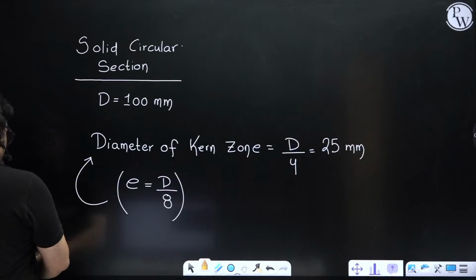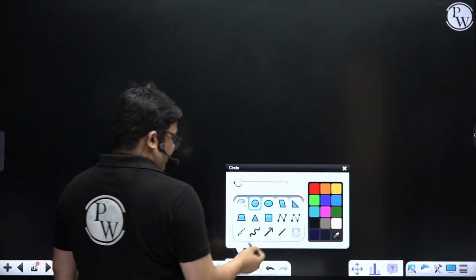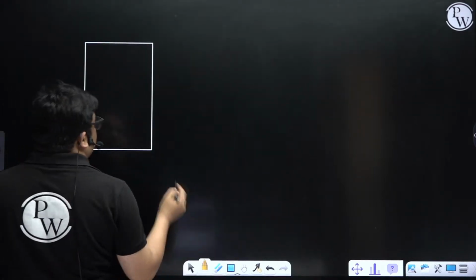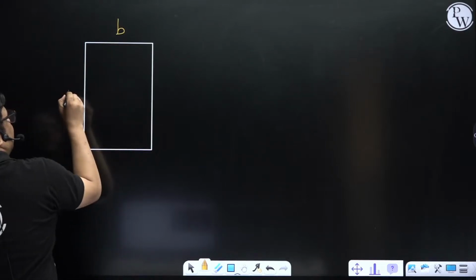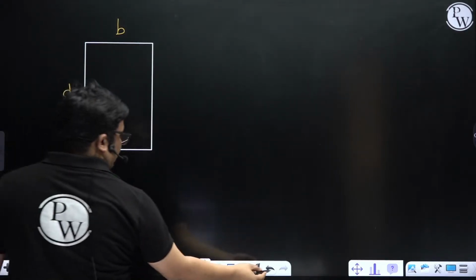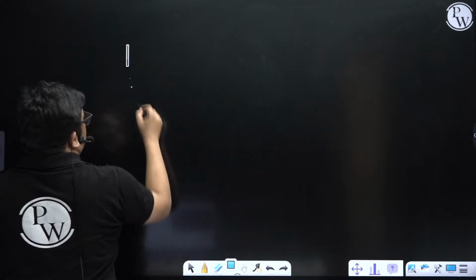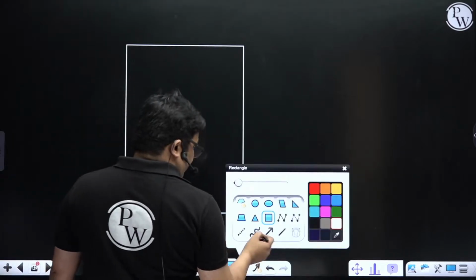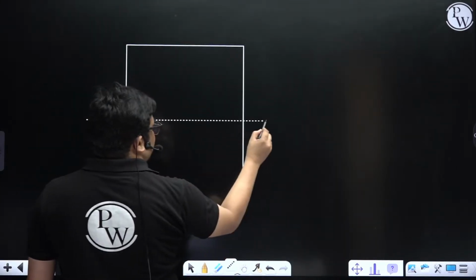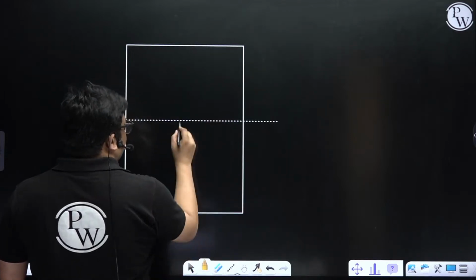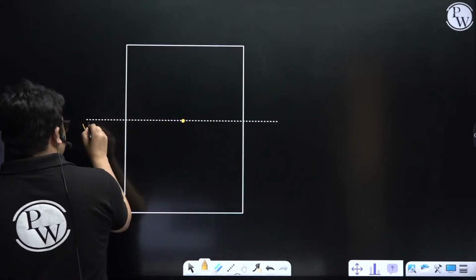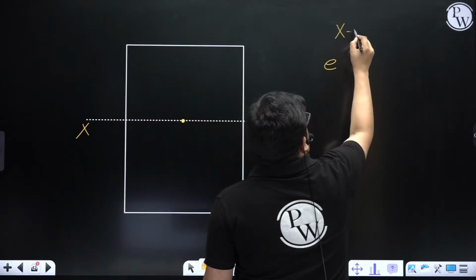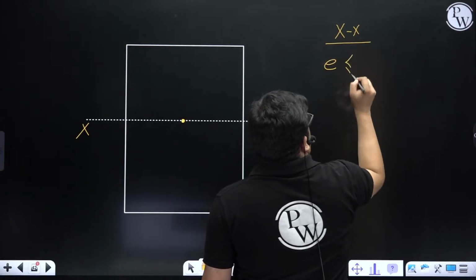Yes, let us see for a rectangular cross section what happens. For a rectangular cross section, there are 2 dimensions, and there can be bending about both axes. Let me draw the rectangular cross section a little bigger. If I'm finding about the x-axis, this is the center. About the x-axis, e should be less than or equal to what?